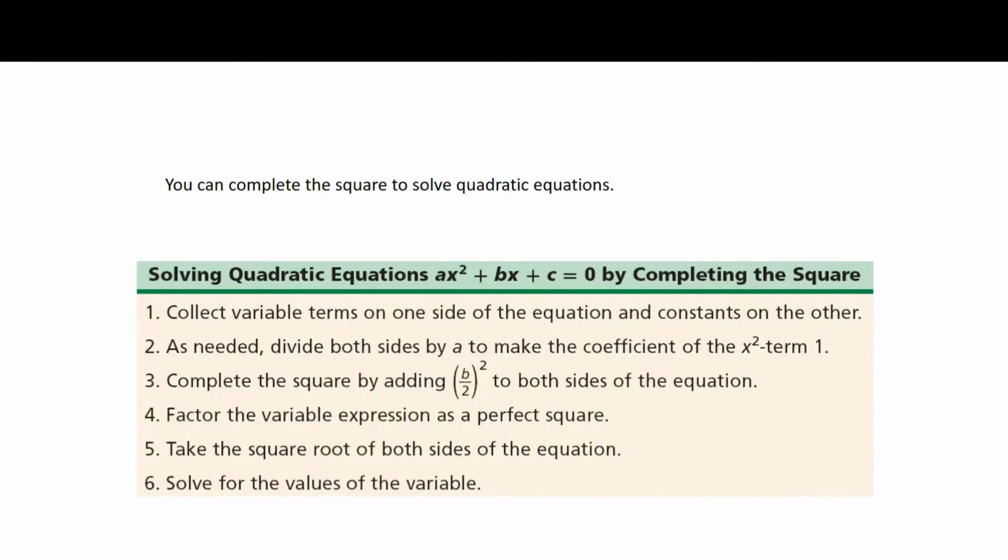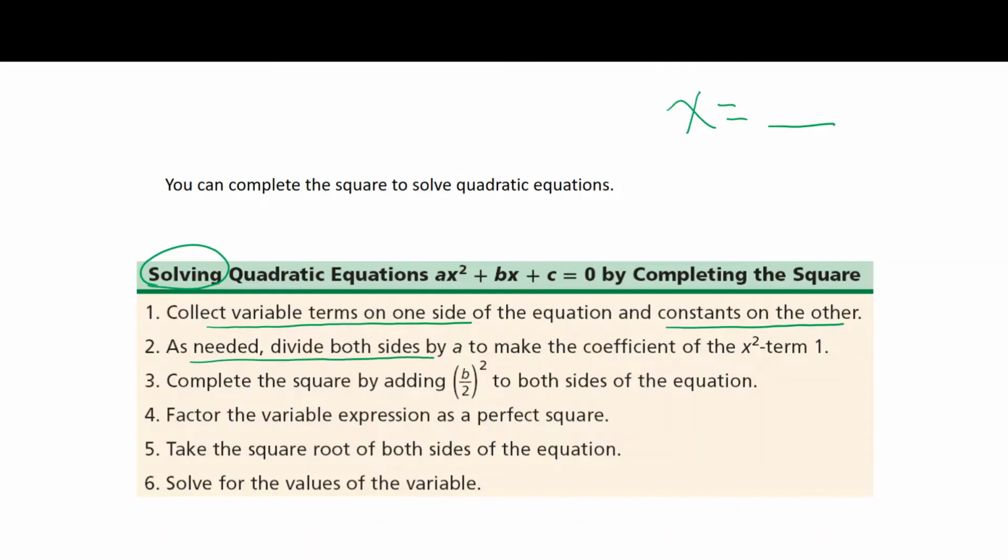You can complete the square to solve quadratic equations. So these are the steps you're going to do. First of all, you're going to collect the variable terms on one side of the equation and the constants on the other. Because remember, when we're solving a problem, we're going to say x equals some constant, all right?